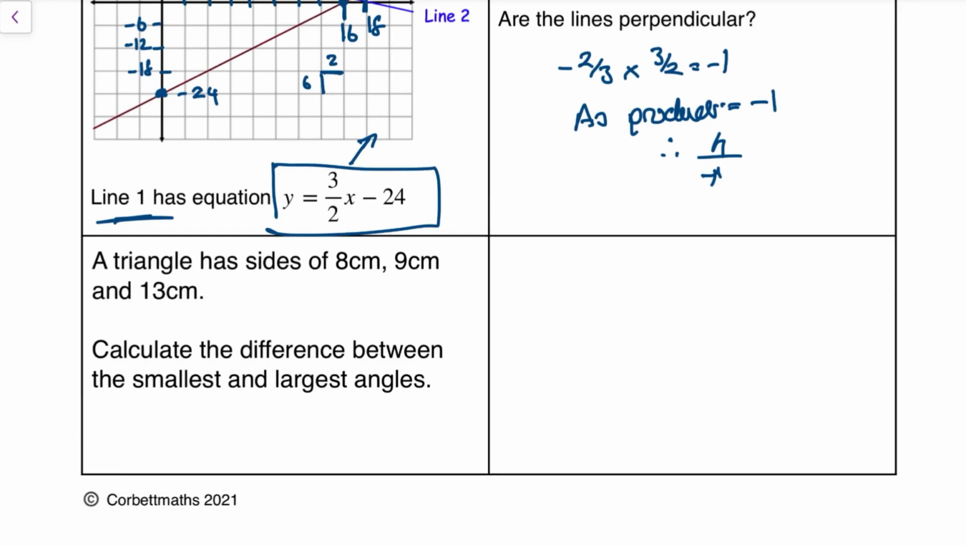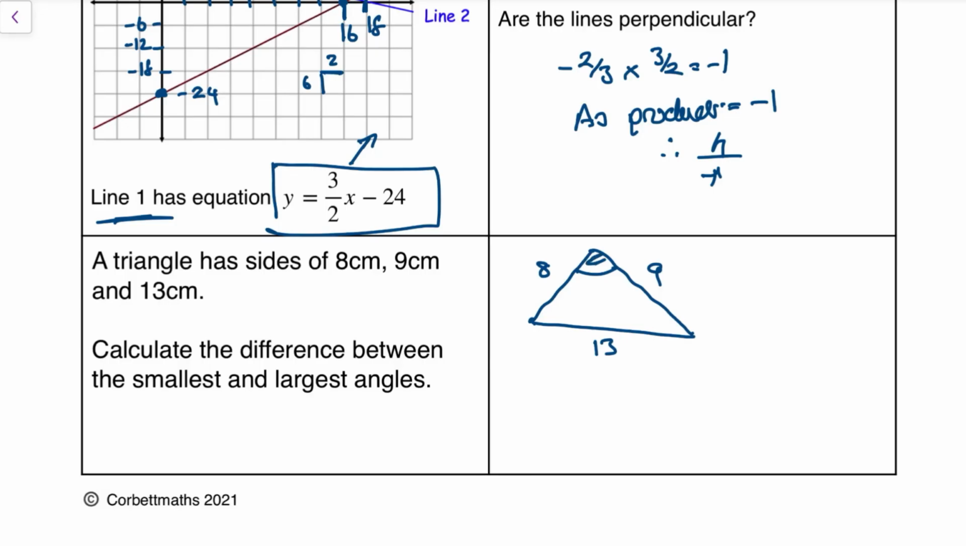A triangle has sides 8, 9 and 13 centimeters. Calculate the difference between the smallest and largest angles. Okay, so I've got a triangle where I know all the sides, but I don't know any of the angles. So let's call this 8, let's call this 9, and let's call this 13. Actually, I'm going to do a slightly better job of drawing this a bit more accurately. So 8, 9 and 13. And you'll see why I'm doing that in a second.